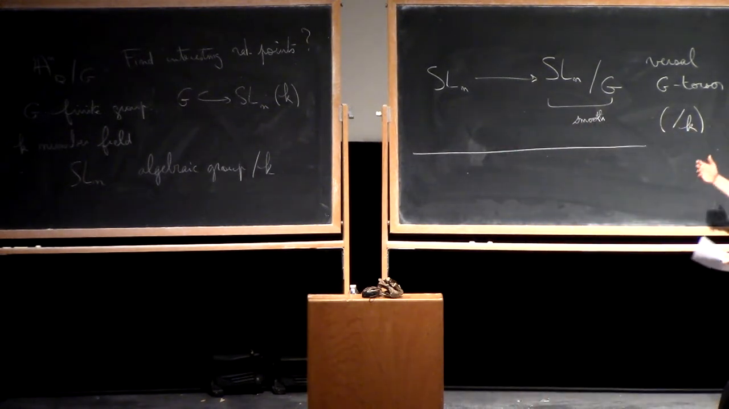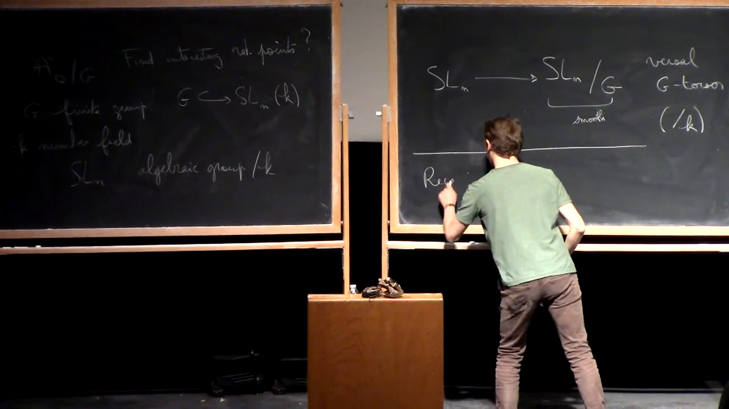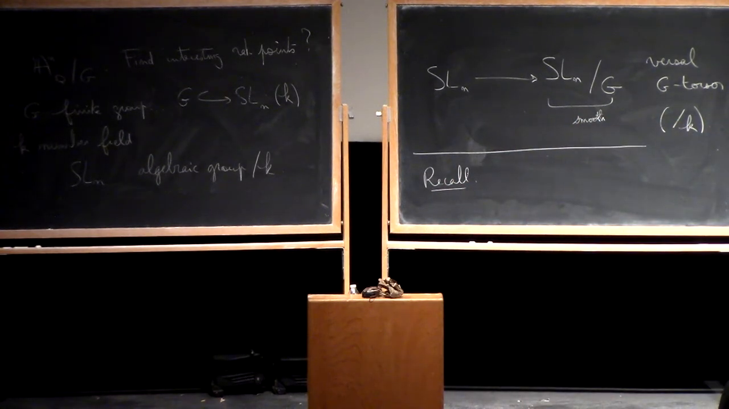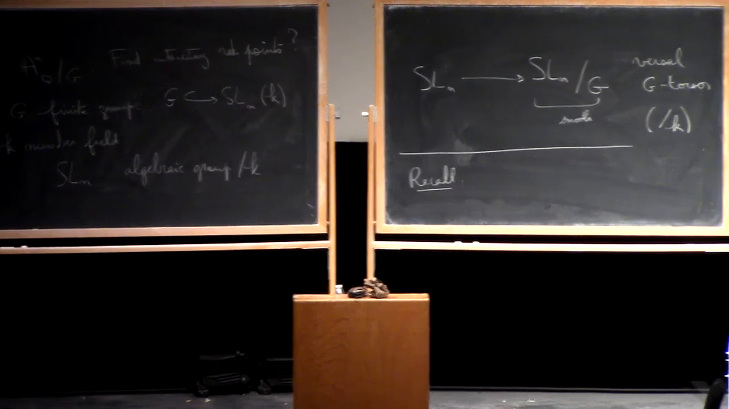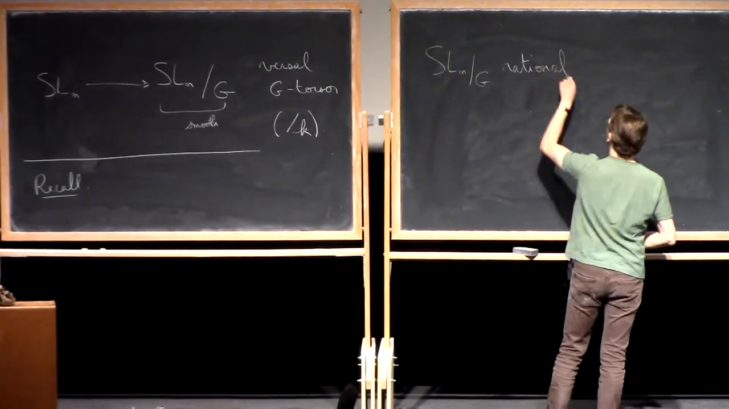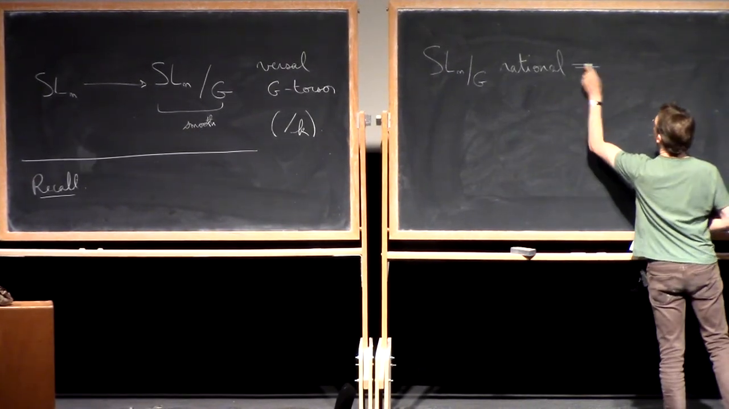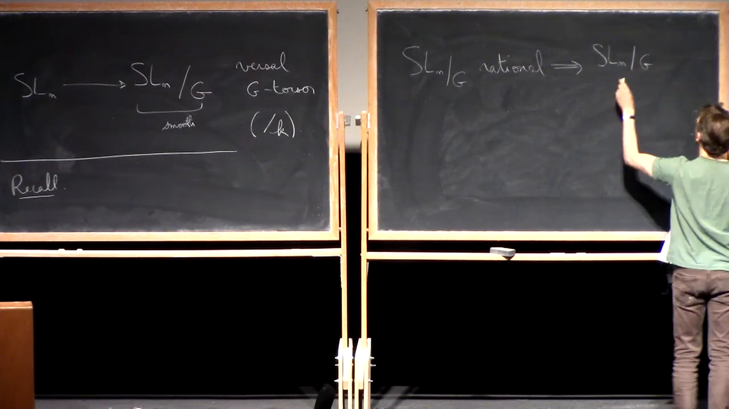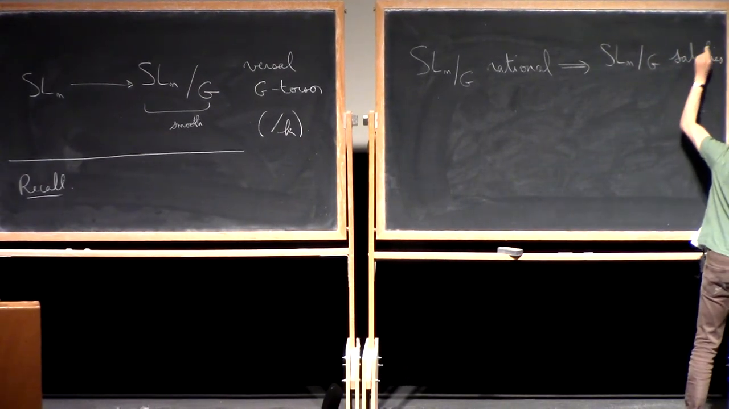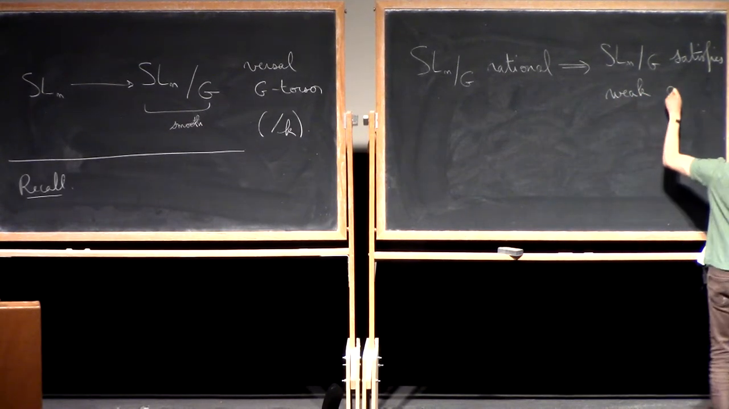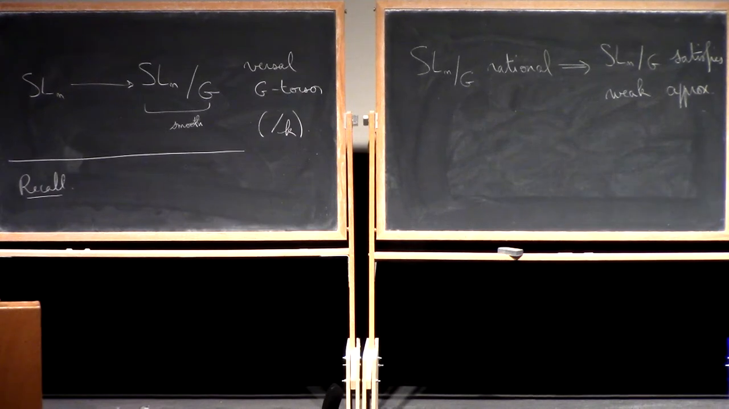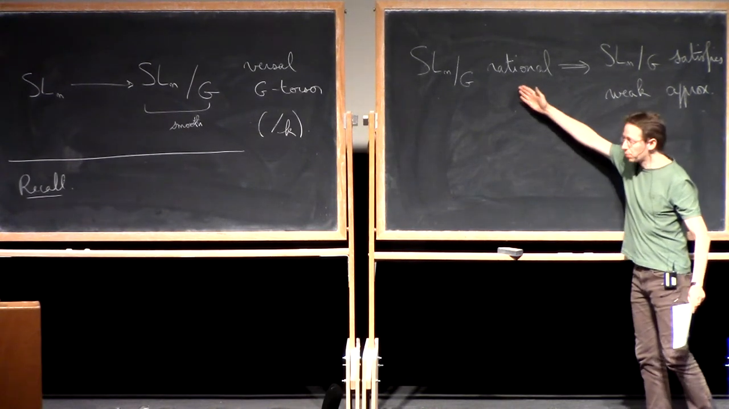let me recall the relationship between the rationality of this quotient and Grunwald's problem. So recall. So sorry, I will go here. So if SL_n mod G is rational, then it satisfies weak approximation. So I recall weak approximation means that if you are given a finite set of places and local points at these places, you can find a rational point which is as close as you want to these local points at these places. Okay, so because it's true for A^1, it's easy to deduce it's true for rational varieties.